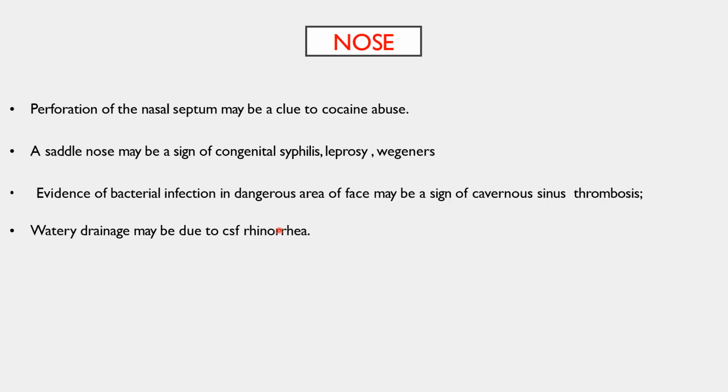Next, nose. This is also important. Perforation of the nasal septum is characteristically seen in cocaine abuse, and saddle nose deformity is an early sign of congenital syphilis, leprosy, or Wegener's granulomatosis.